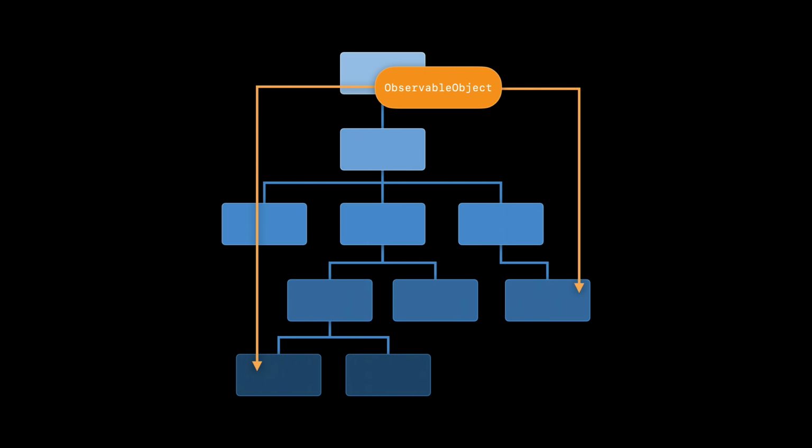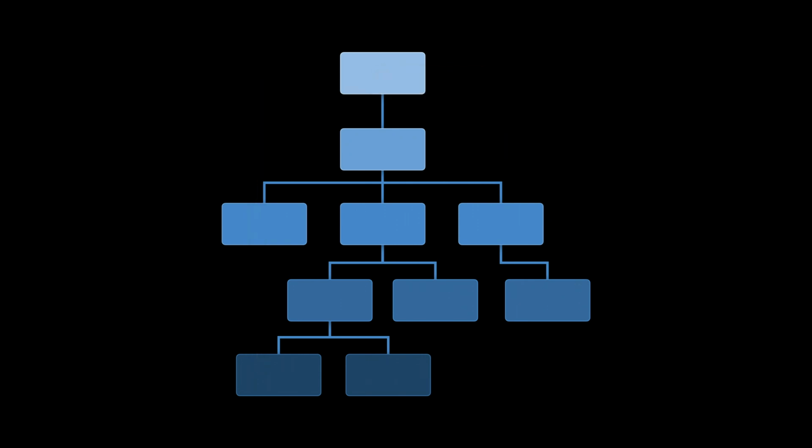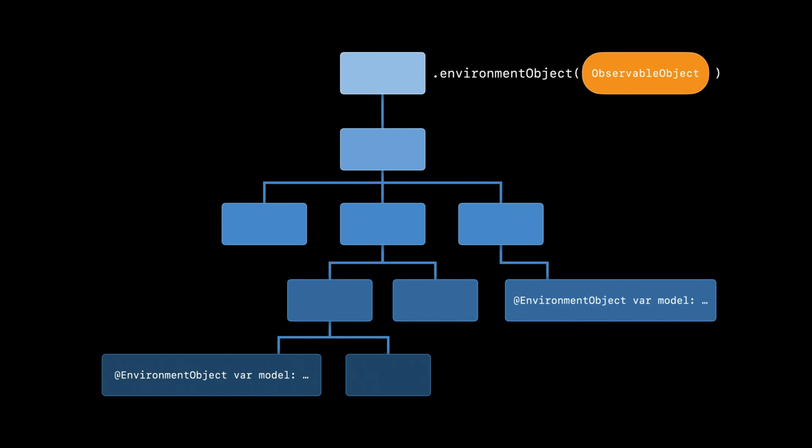Luckily, we have a solution for this problem with EnvironmentObject. EnvironmentObject is both a view modifier and a property wrapper. You use the view modifier in a parent view where you want to inject an observable object, and you use the property wrapper in all the views where you want to read an instance of that specific observable object. The framework will take care of passing that value everywhere it's needed and track it as a dependency only where it's read.